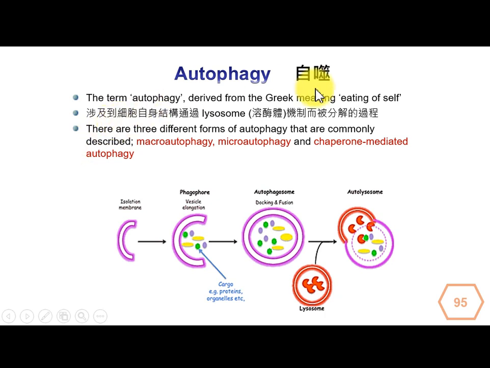So let's look at autophagy. 自噬. Do you know what this word is? The second one? Eating. Eating, yes. The first word is self. Eat yourself. Autophagy means eating yourself. Eating of self. 自噬. That's the translation of autophagy in Chinese, 自噬.